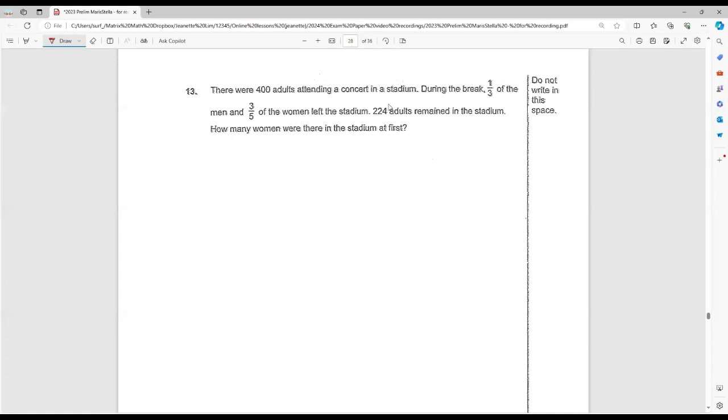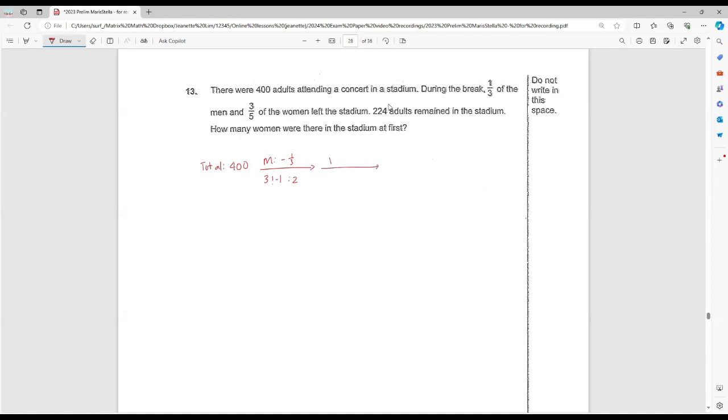Okay, so first, let's do before, change, after, starting with total. So the total is 400. Men, 1/3 left. Because this is a proportion transfer, you have to do your BCA below: before, change, after. So if you're taking away 1/3, it means that you start off with 3 units, you take away 1 unit, and you're left with 2 units.